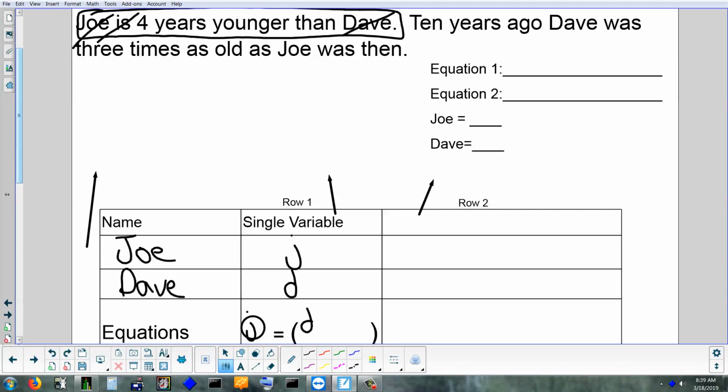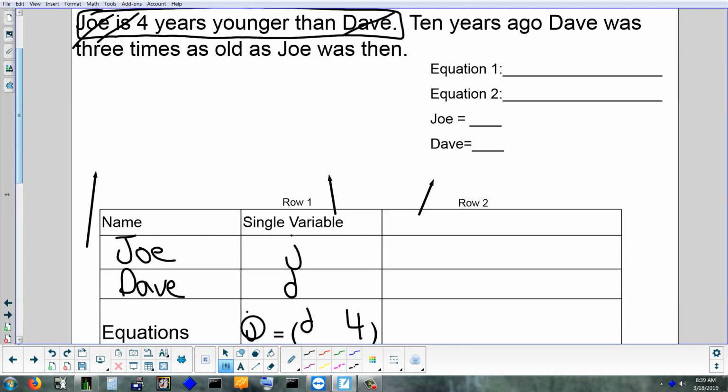There's only one more phrase in that first sentence that's important to me. What is it? Is there a number there? Allie? 4 years younger. So what's the number? 4. I'm going to put 4 there. The only thing I have to decide now is what operation is going to show 4 years younger than. Jake? Not sure? Okay, Savannah? Subtraction. When it's younger, it's subtraction.